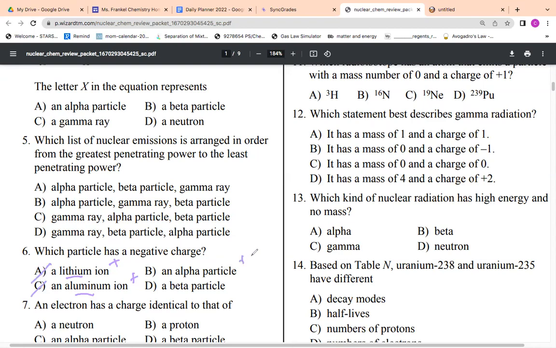Alpha particles we know have a positive 2 charge. So our only option is the beta particle. Again, it is basically a high speed electron. You can write the symbol for a beta particle like this, or you can write it like this with the actual beta symbol.